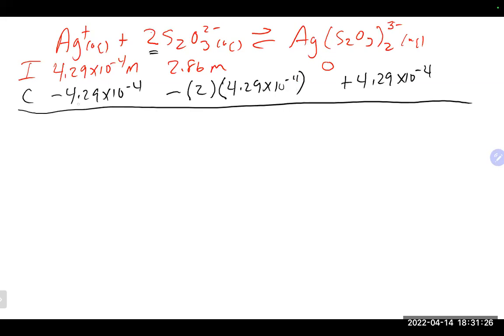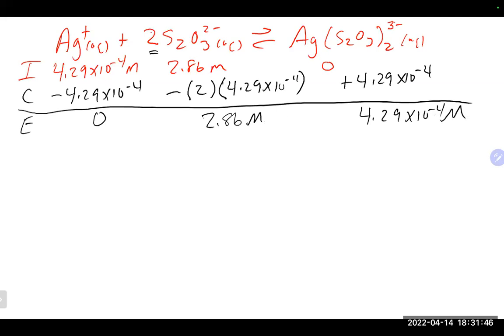That is going to get us a 0 here. I believe that's really going to still give us a 2.86 when it's all said and done. And we will have a 4.29 times 10 to the minus 4 at this point. Any questions on, first off, this ice table?